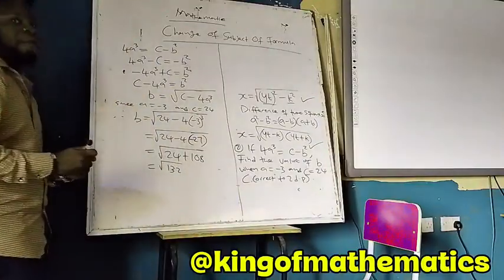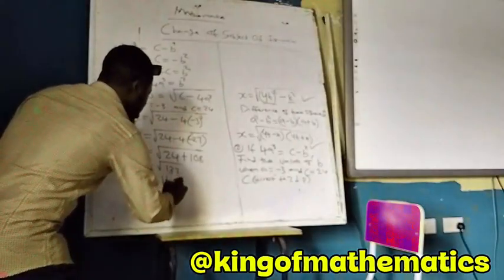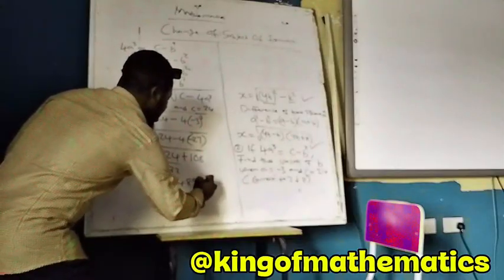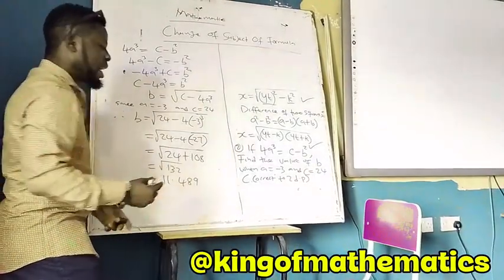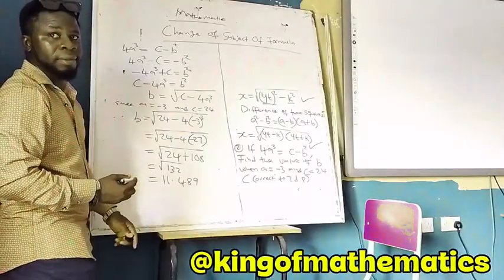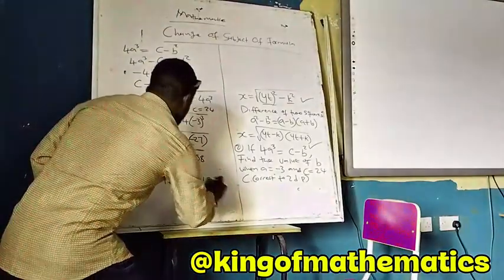By the time you find the square root of 132, you have what? 11.48. Is there another number again? Let's have like 4 digits. 11.489, 11.48912. That's our b.